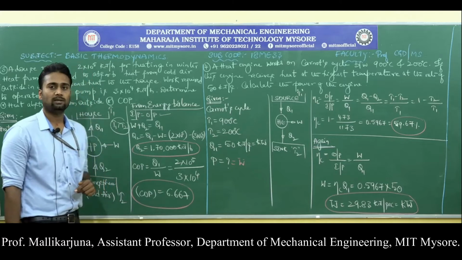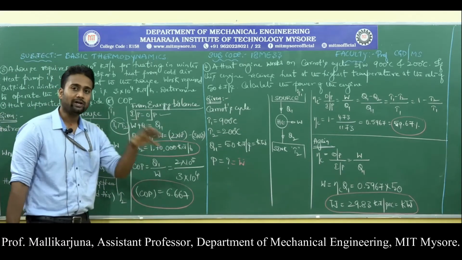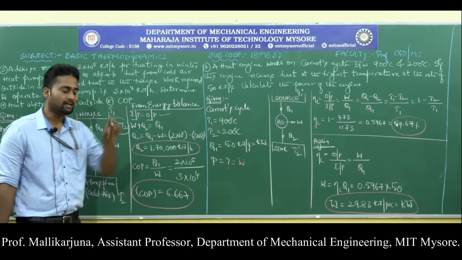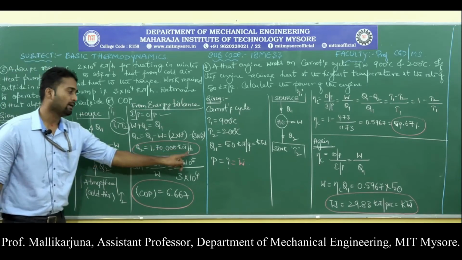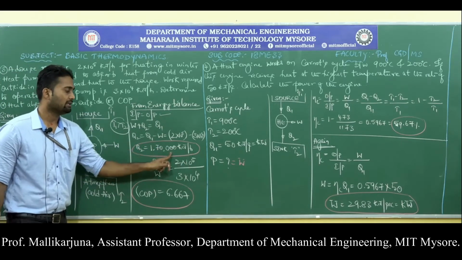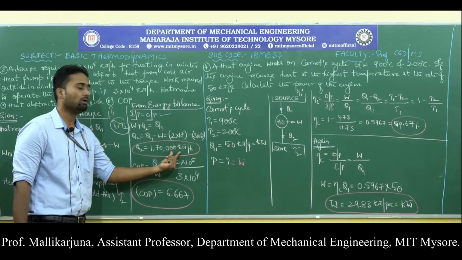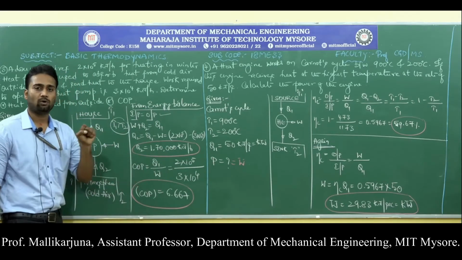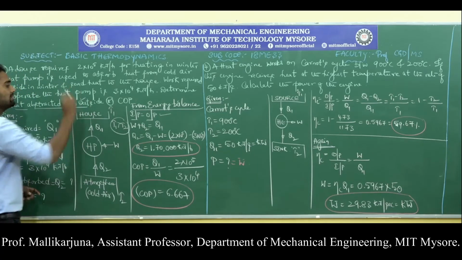1,70,000 kilojoules per hour. That means this is the amount of heat absorbed by the heat pump from the atmosphere per hour. 1,70,000 kilojoules per hour. Per hour, this is the amount of heat that needs to be absorbed by the heat pump. The first question is over now. We have answered the first question.